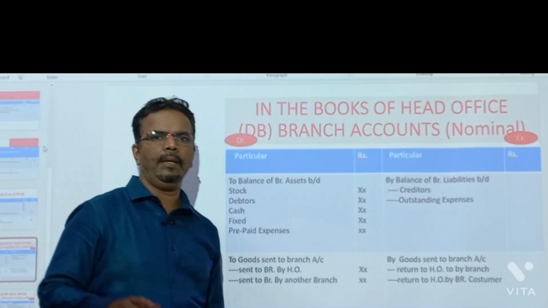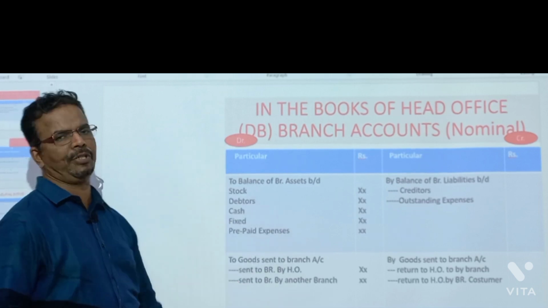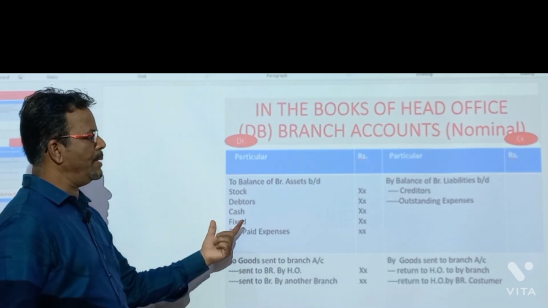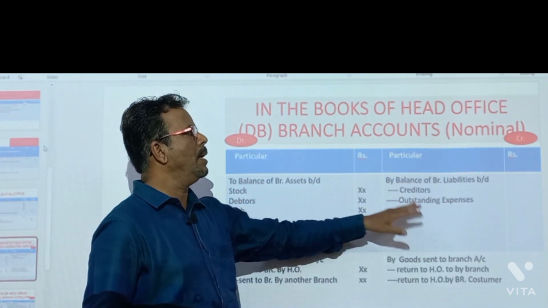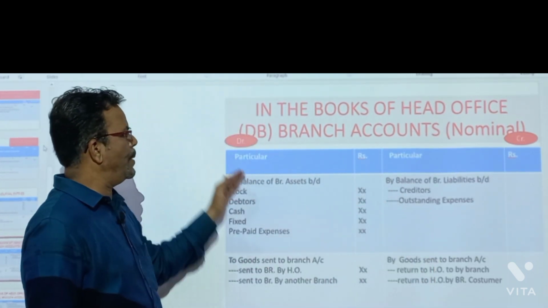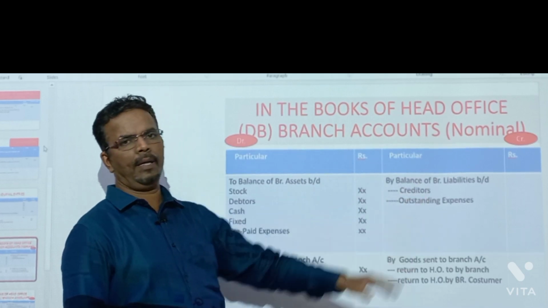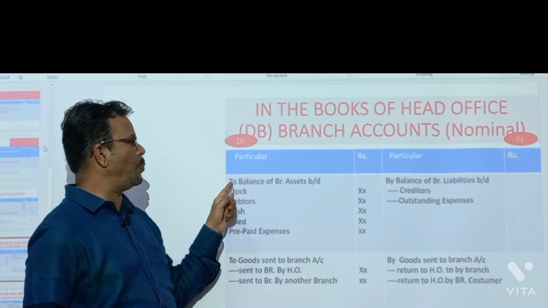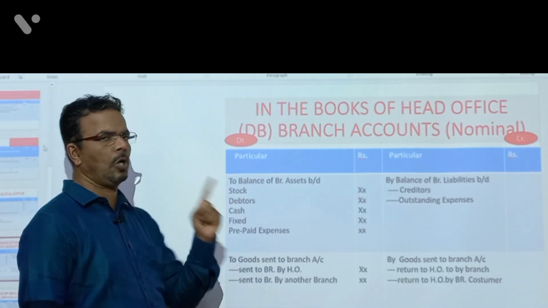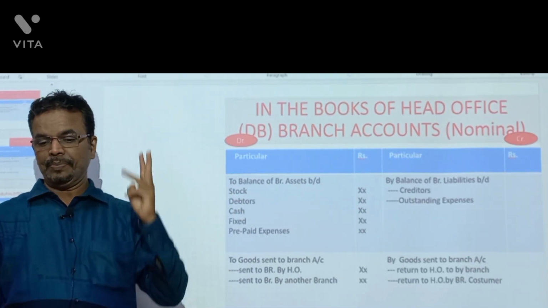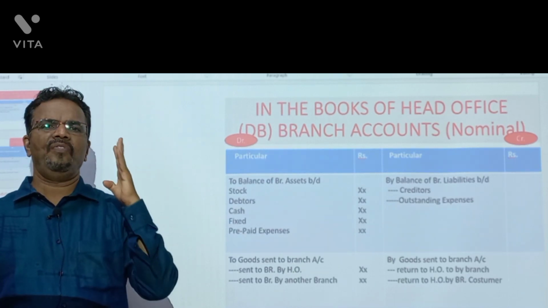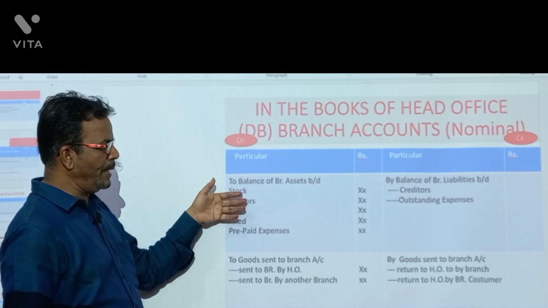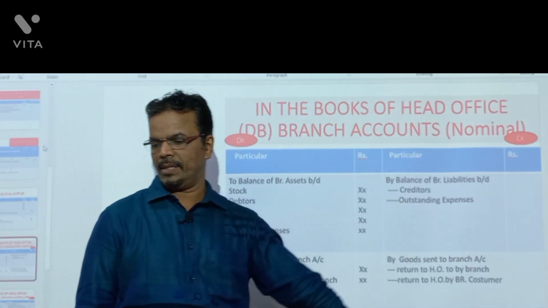Students, you have to keep in mind, you always prepare one full page for the branch account, with two columns on the debit side and two columns on the credit side. Debit particular amount, credit particular amount, two columns debit side, two columns credit side. Now first, always write the opening assets. So stock is there, debtors are there, cash is there, fixed assets there, and prepaid expenses there. So opening debit side, closing credit side.